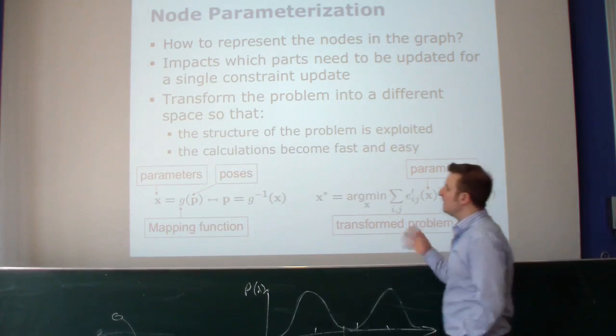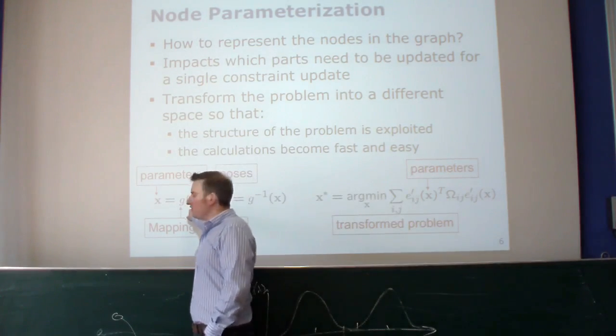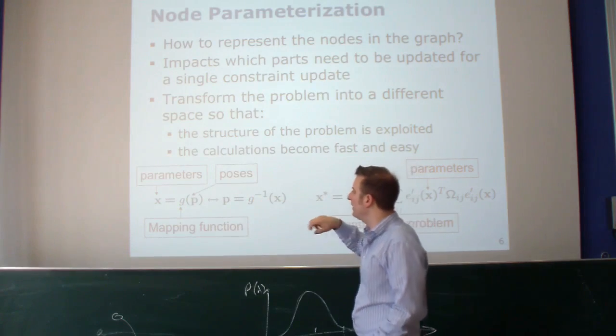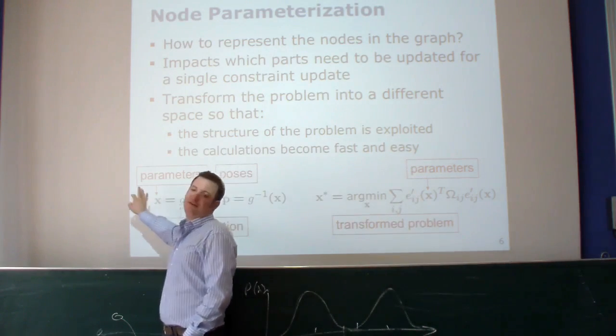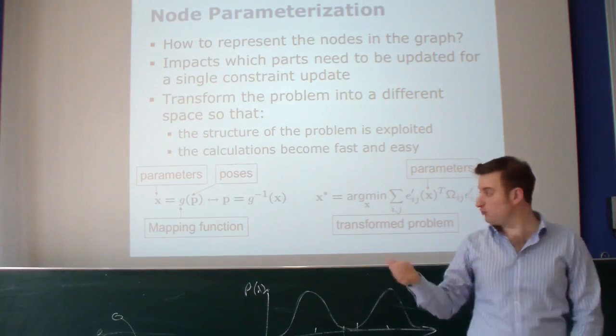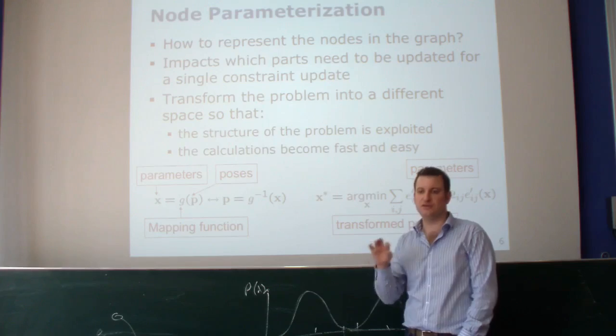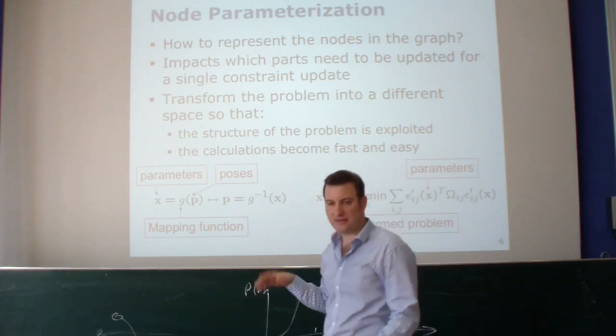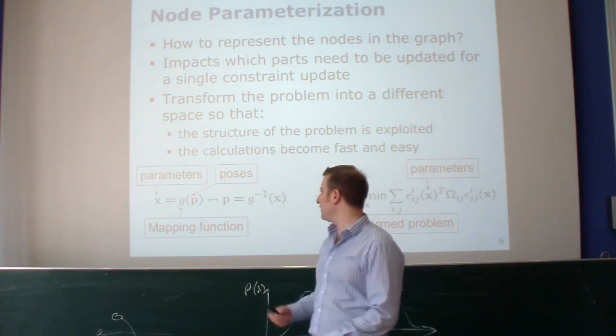And so I typically have the so-called poses. This is my x, y, z, yaw, pitch, roll, or whatever I use, what we used so far. And I have a mapping function g which maps this into so-called parameters x. g can be the identity, then I just use, as we used it so far, the x, y, z, yaw, pitch, roll, or x, y, theta for representing our nodes.